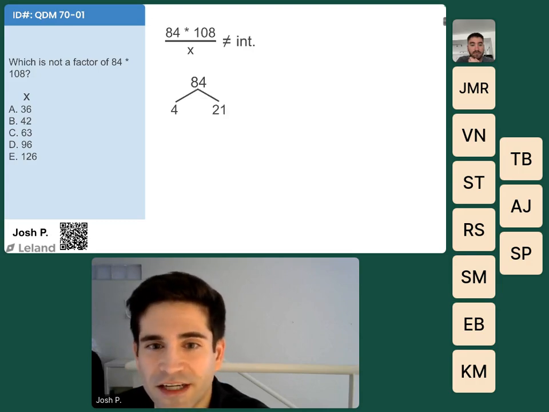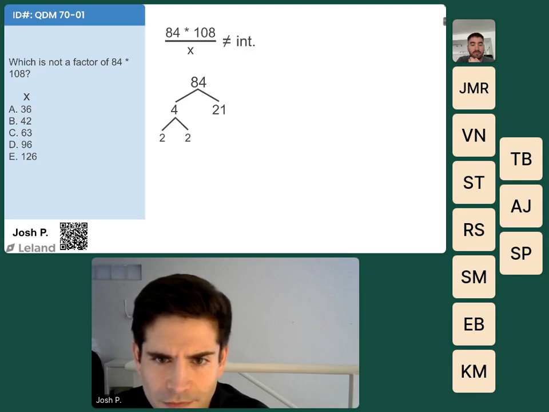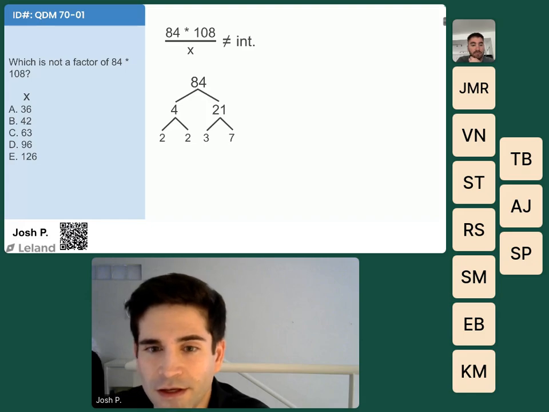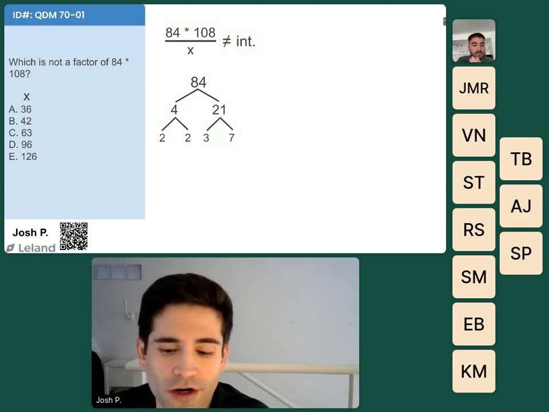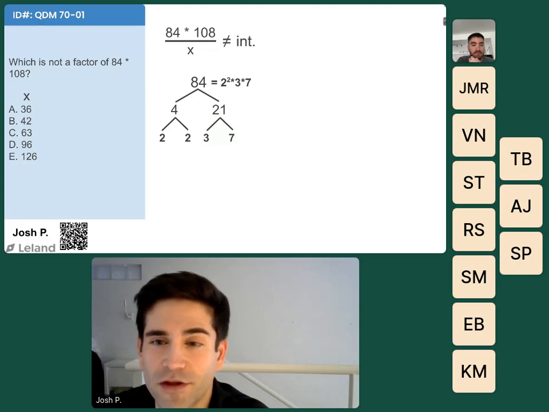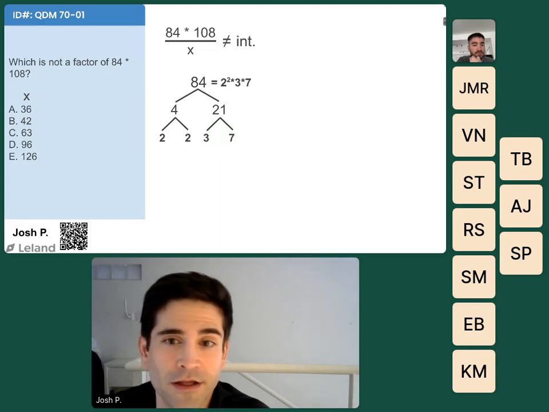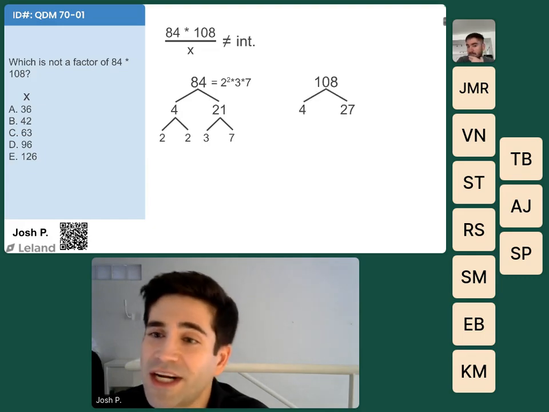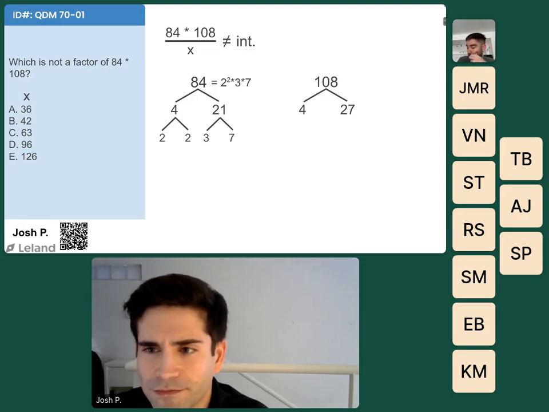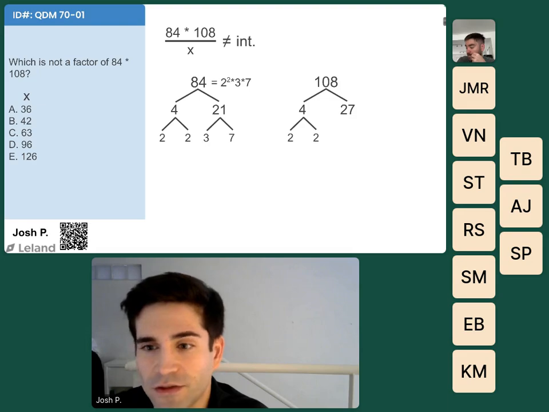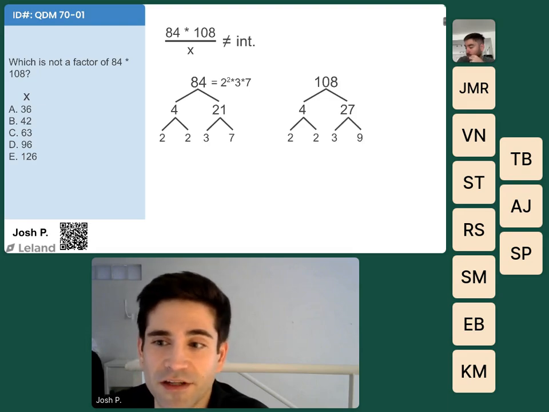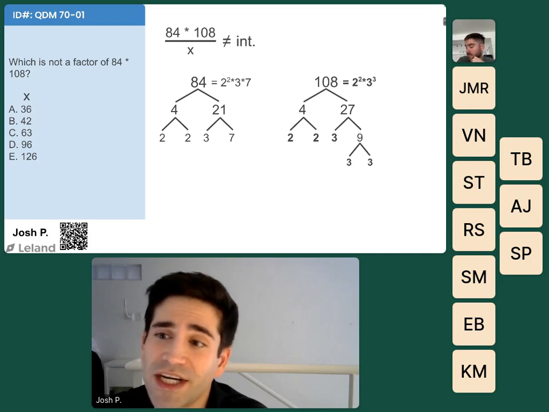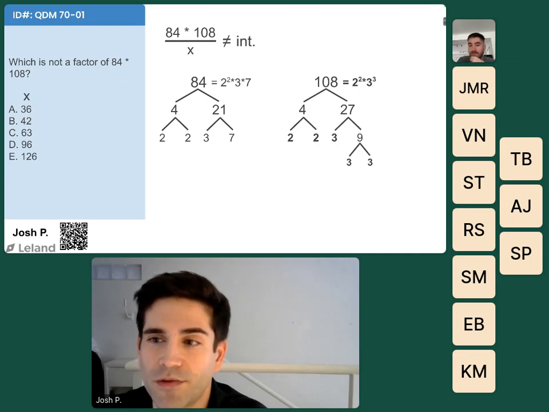So 84 is essentially 4 times 21. 4 is 2 times 2, and 21 is 3 times 7. So when we prime factorize 84, what we have is 2 squared times 3 times 7. Now we're going to do the same process for 108. 108 is 4 times 27. 4 is once again 2 times 2, and 27 is 3 times 9, and 9 is 3 squared. So 108 is equal to 2 squared times 3 cubed.